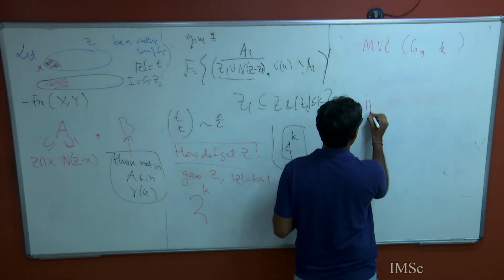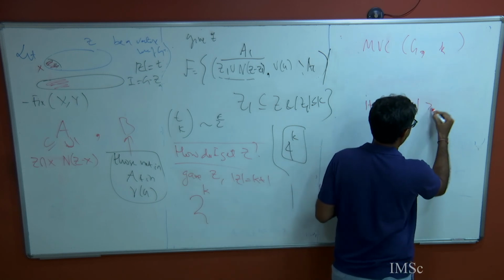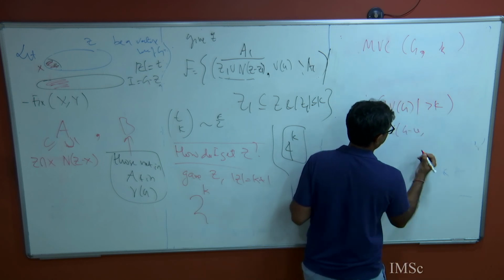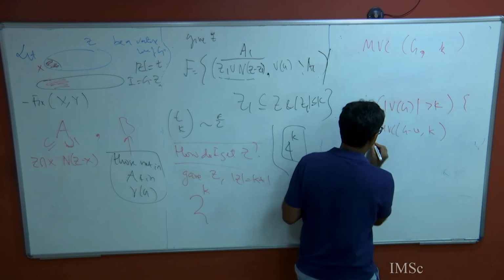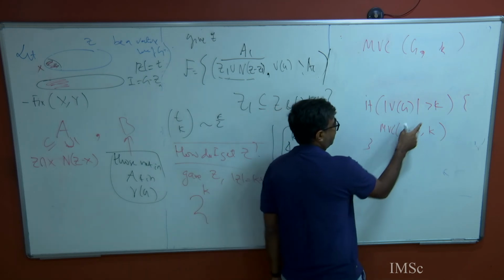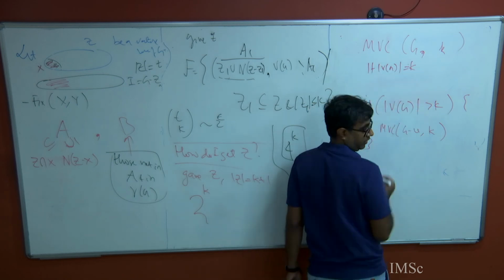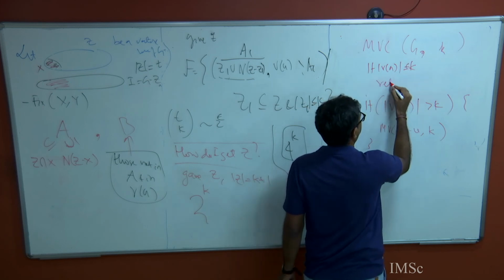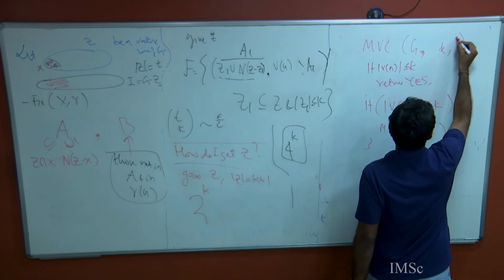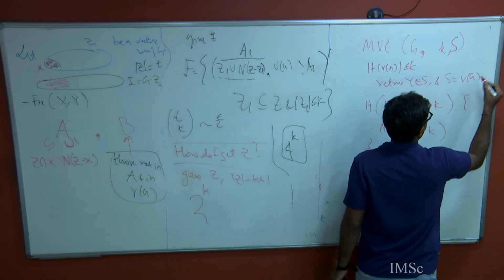So what I am saying, if the size of V(G) is strictly more than k, it is MVC of G minus U, k. That's my subroutine. And this recursive algorithm calls itself. So what is my base case? If V(G) is less than or equal to k, return yes, and suppose it returns some solution S, and S equals V(G).